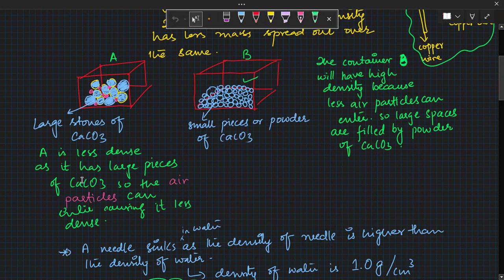A is less dense. Why? Because the air particles, you can see here, I have shaded some of the spaces with this pink color. That shows the air particles are occupying these vacant spaces, right? So the large stones of calcium carbonate, A is less dense. Why? Because it has large pieces of calcium carbonate kept inside this container A, so air particles can enter, causing it to be less dense, right?